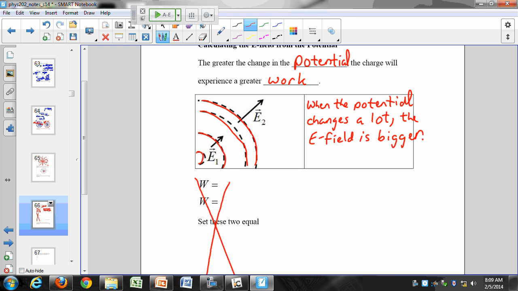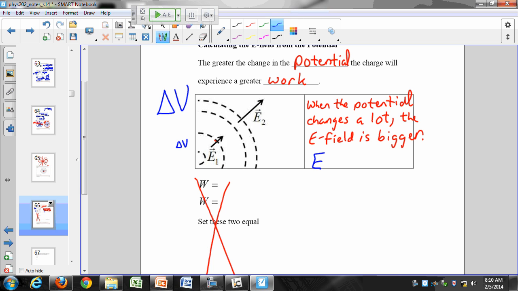All right, and so you can sort of read this like a topographical map. Here, the lines are really close together, and on a topographical map, when the lines are really close together, that means you have a really steep hill, right? And here, they're further apart, and that means that you have a flat piece of land, or flatter. It's a similar thing here. So I have a big change in potential up here, and a small change in potential there, over the same distance. A steep hill and a shallow hill. So when the potential changes a lot, the electric field is bigger.